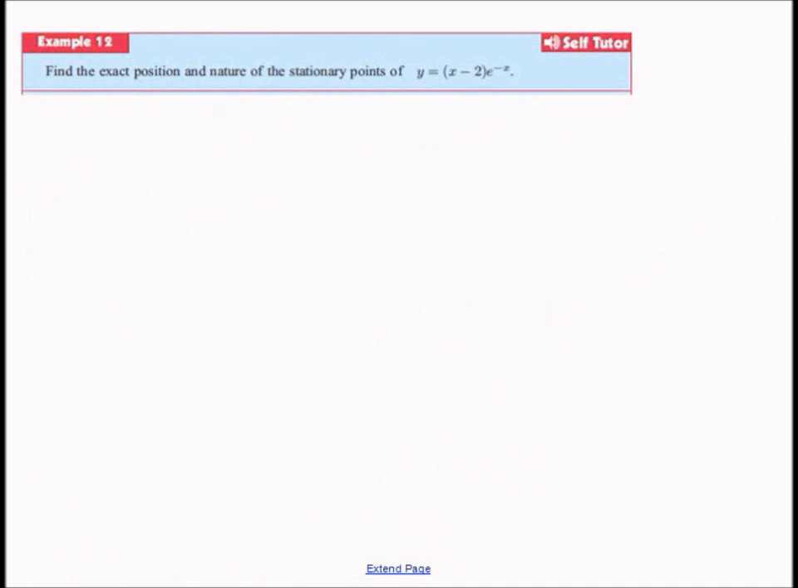Example 12. Find the exact position and nature of the stationary points of this function. y equals (x − 2) multiplied by e to the power of negative x. Again, let's decode what's being said here. We want to find the exact position, so that means we're going to need x and y coordinates of the points, and we need to find the nature, so that means classify them.